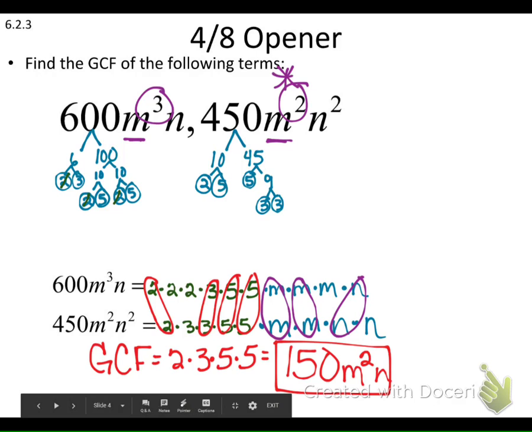Then I look at my next variable that they have. Do they both have an n? Yep. Which one's smaller, n to the first or n to the second? To the first is smaller. So that's the one I use, n. But we'll get into that a little bit more in just a minute.